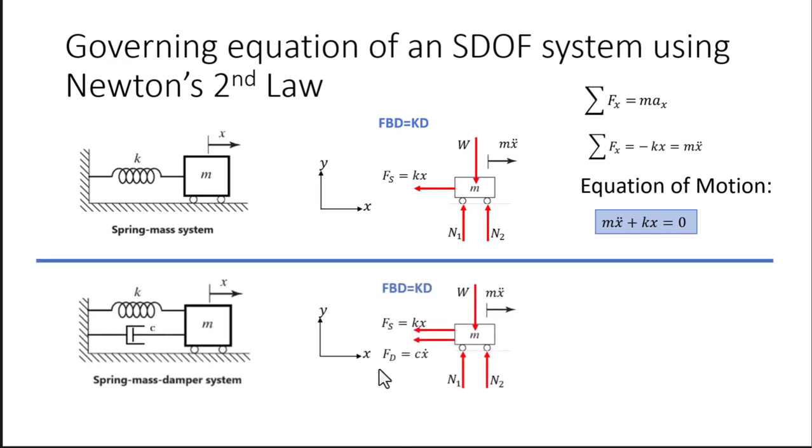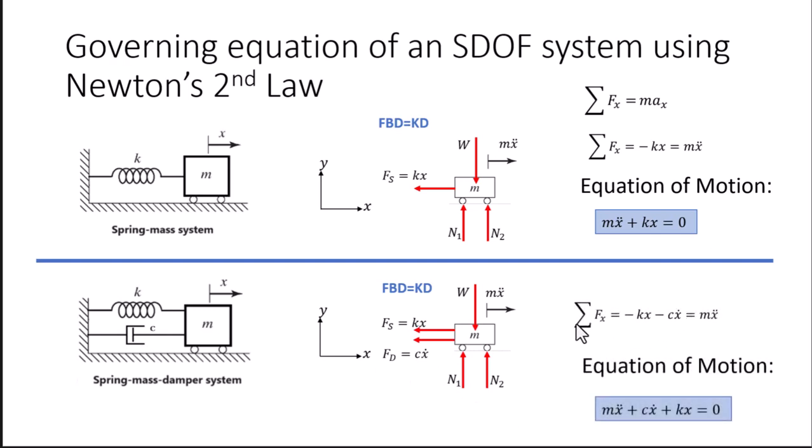If we do the same exercise, but with a damper as well, then instead of having only the spring force, we will also have the damper force. It also opposes the motion, but the damper force is proportional to the velocity, meaning it is proportional to x dot. c is the constant of the damper.